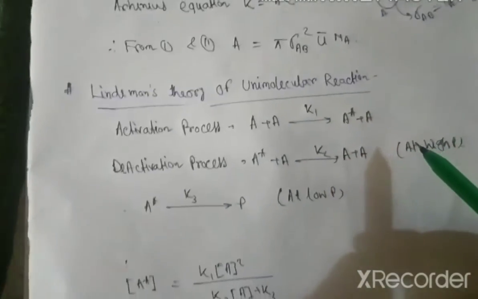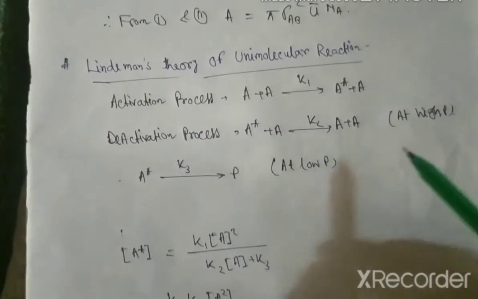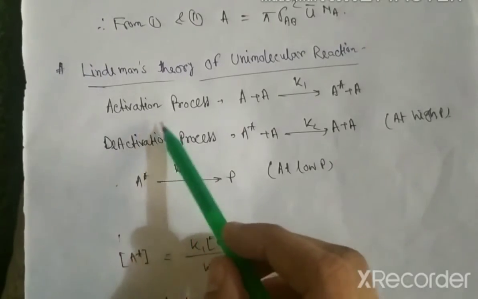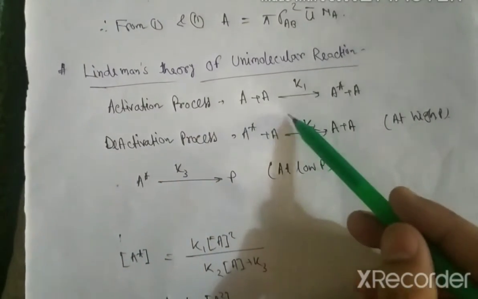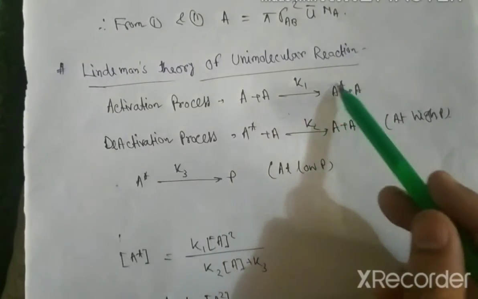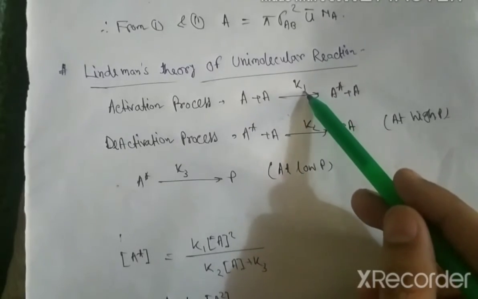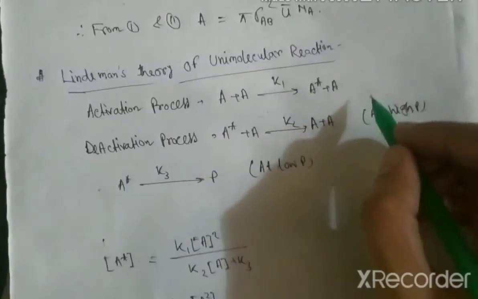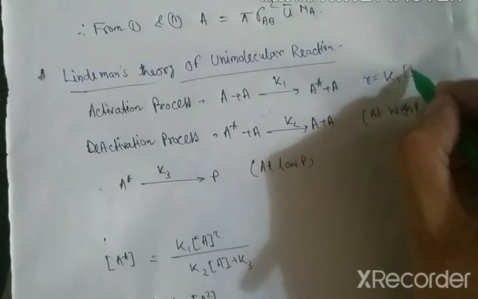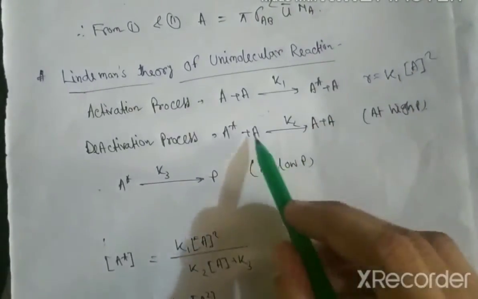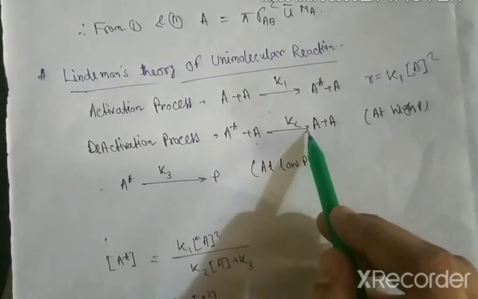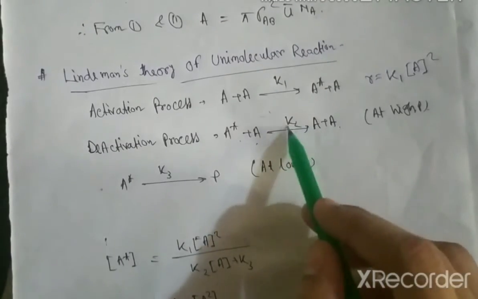Now Lindemann's theory of unimolecular reaction. This happens in three processes. At first, the activation process, A plus A to A star plus A. At first the A molecule gets activated and the rate constant here is k1, and we can write the rate is equal to k1 into concentration of A square. In the second process, that is the deactivation process, A star plus A to A plus A, where the rate constant is k2.